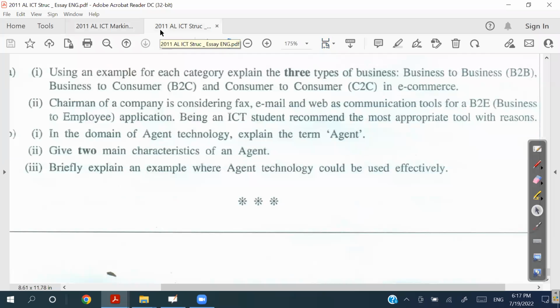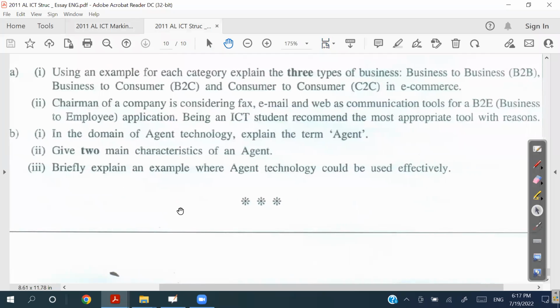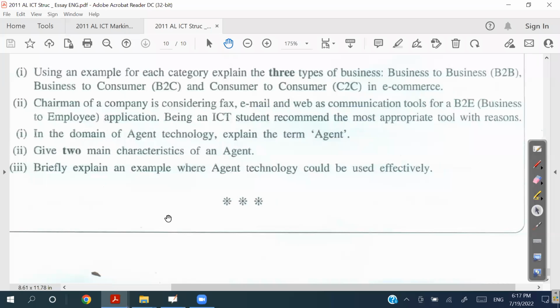Then the second point asks, chairman of a company is considering fax, email, and web as communication tools for B2E application. Being an ICT student, recommend the most appropriate tool with reason. So they are talking about B2E. That means business to employee transaction, in this case, a business to employee application. That means an application which provides that service, right? So they are simply asking what kind of communication is better.